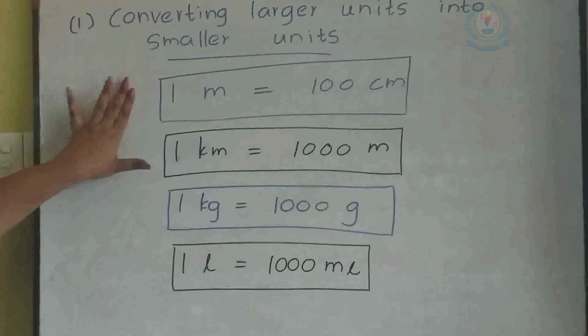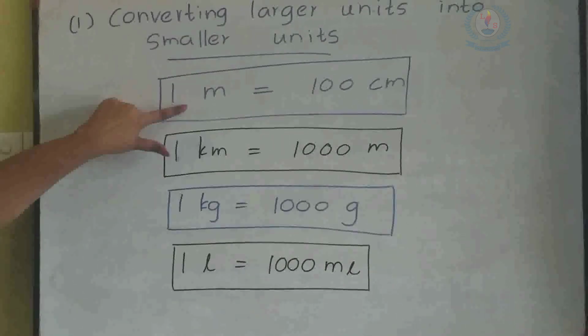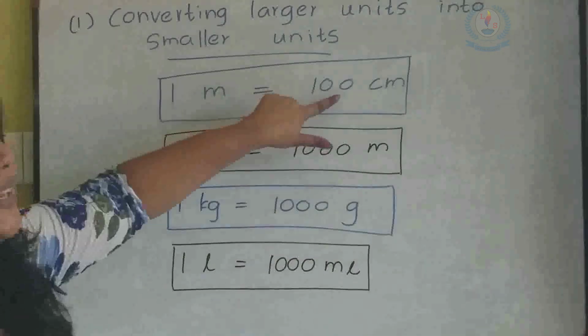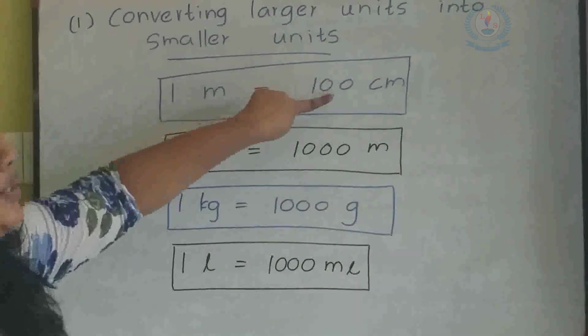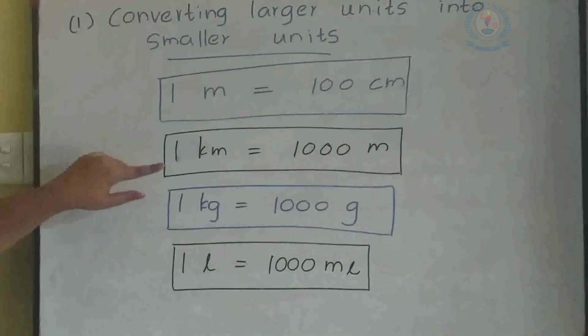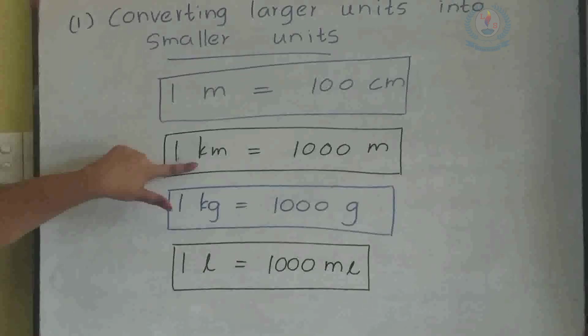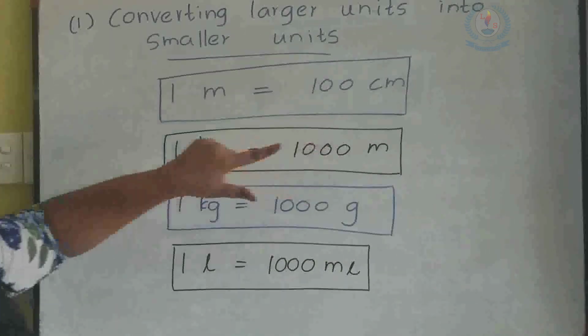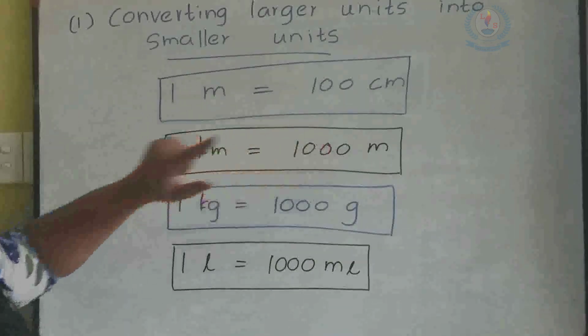First one is the relationship between meters and centimeters. 1 meter equals 100 centimeters. Second one, the relationship between kilometers and meters. That is, 1 kilometer equals 1000 meters.